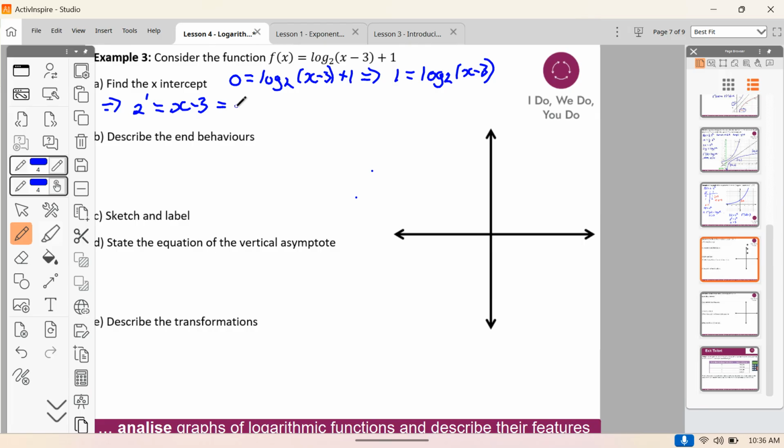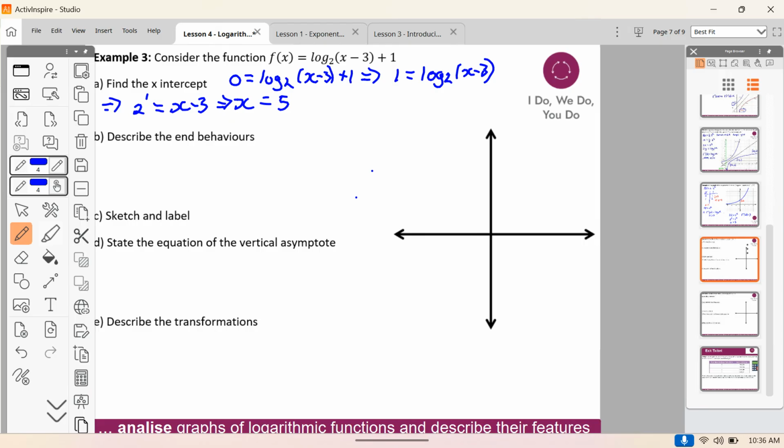Which means x is equal to 5. Describe the end behaviors. Well, I'll leave that one for a minute. It's probably easy once I sketch it.